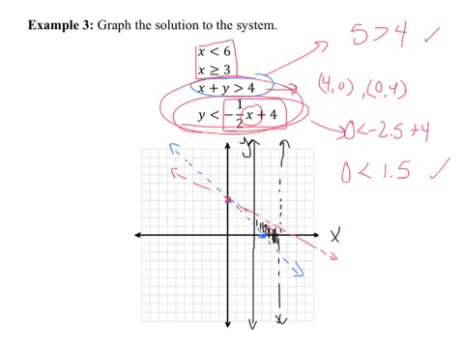And what you would notice is this. If you test the point up here, pick another point. We could pick like (5, 3) or (5, 4). This would not work in both of these, because if you put 5 and 4 in here, you would get 9 is greater than 4. Well, that's true, but the next one you try it in would not work. Put a 5 in here and a 4 in here, you get 4 is less than 1.5. Well, that's not true. So this would not work for one of them.